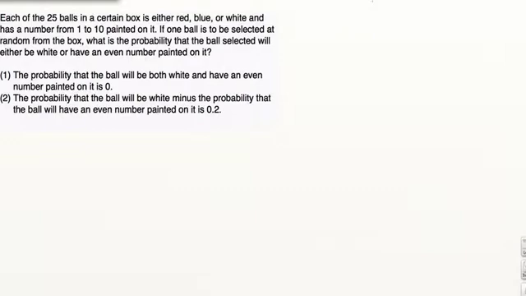Statement 1. The probability that the ball will be both white and have an even number painted on it is 0. Statement 2. The probability that the ball will be white minus the probability that the ball will have an even number painted on it is 0.2.